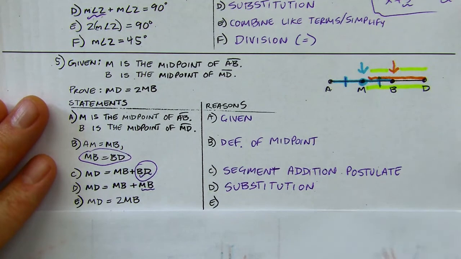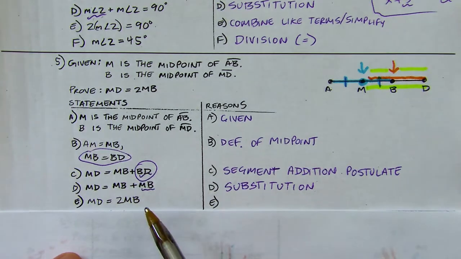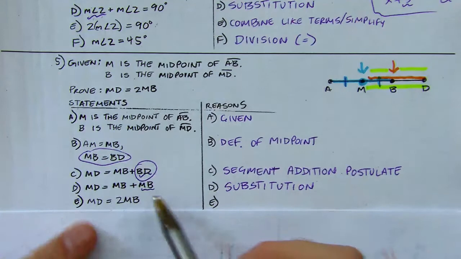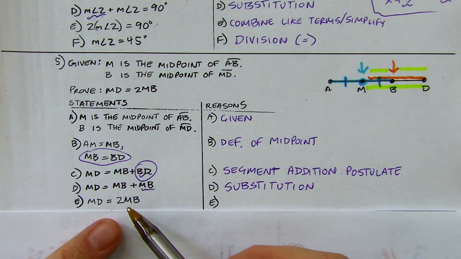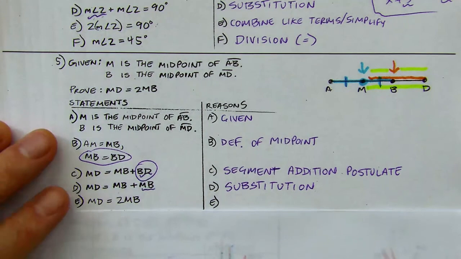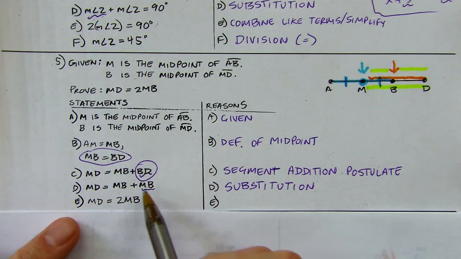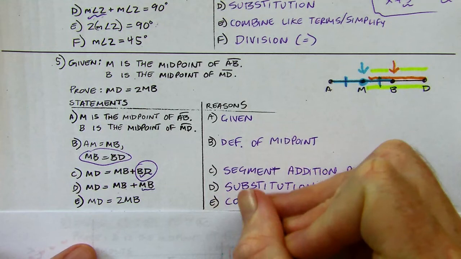Okay, and then this is kind of like this step on the last one. We're taking the 2 MBs, adding them together to get 2 MB. And again, you might think addition property, but we're only working on one side. We're not adding anything to the left side. So this is going to be either combine like terms or simplify.